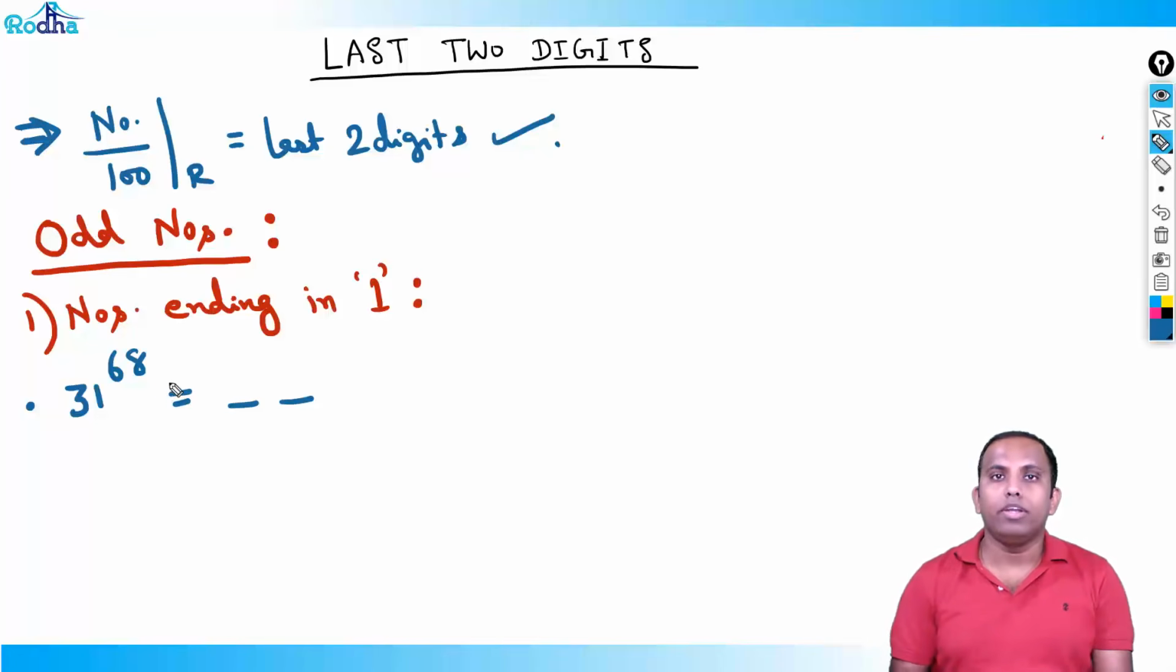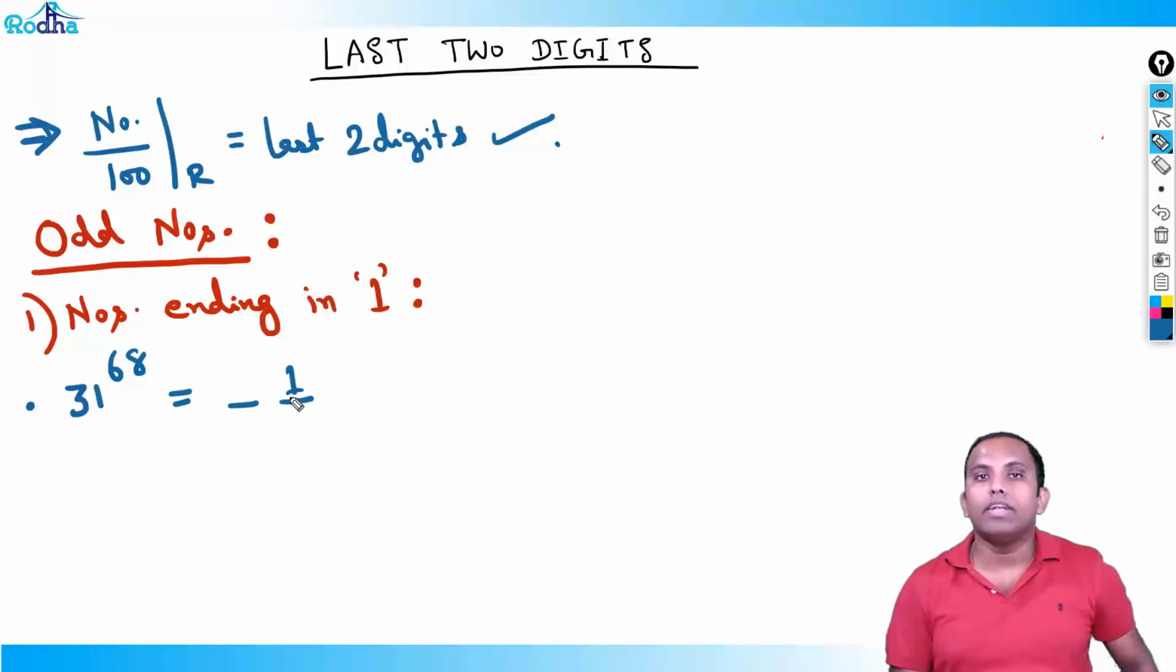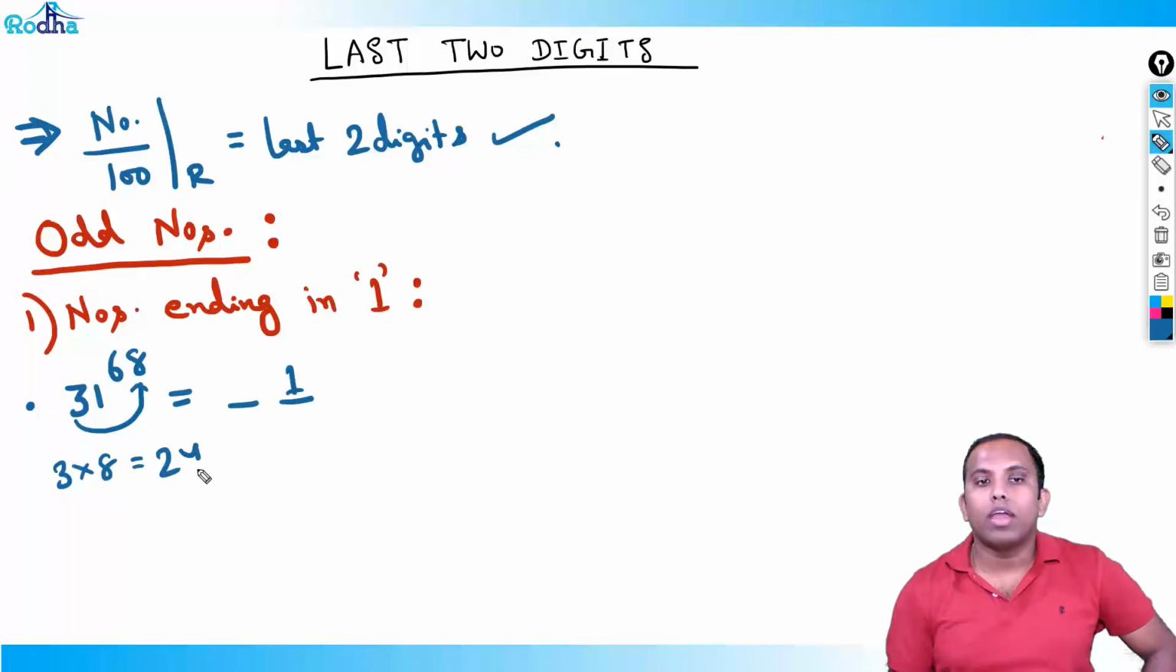In the unit digit chapter we saw that any number ending with 1, and any power of it, will always end in 1. So I'm sure the unit digit is 1 in this case. I just need to calculate the tens digit. For the tens digit, you multiply this 3 with 8. 3 into 8 is 24, and you take the unit digit, that is 4. So that 4 goes here: 41. This is the answer.